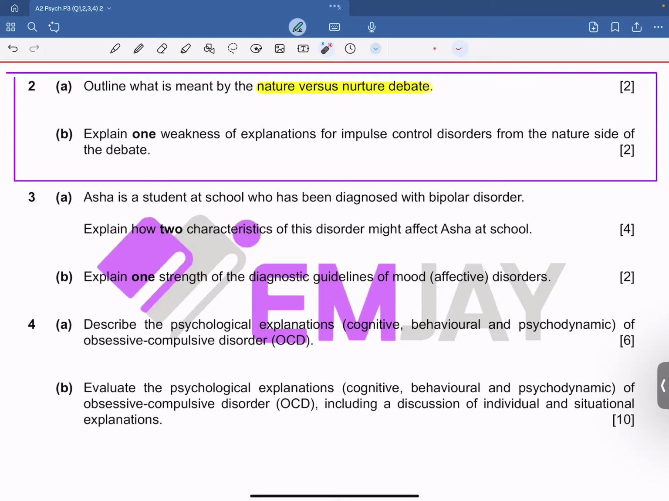The examiner expects us to have a thorough understanding of this nature versus nurture debate to begin with, which is one of the issues and debates that are part of your A2 psychology syllabus. Number 2, you're expected to know the explanations for impulse control disorders. And while having knowledge of explanations for impulse control disorders, you're expected to write according to the nature side of the debate. So one, you need to know the nature versus nurture debate, and then you need to be able to take the nature side of the debate while explaining one weakness of the explanations for impulse control disorder. So the questions have to be read thoroughly.